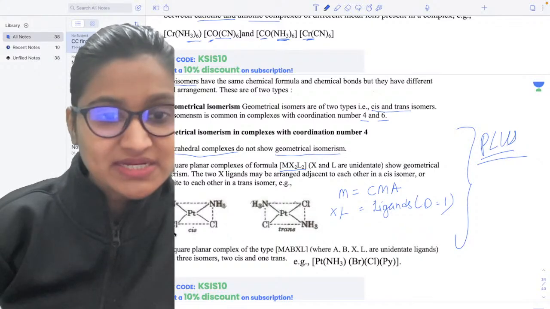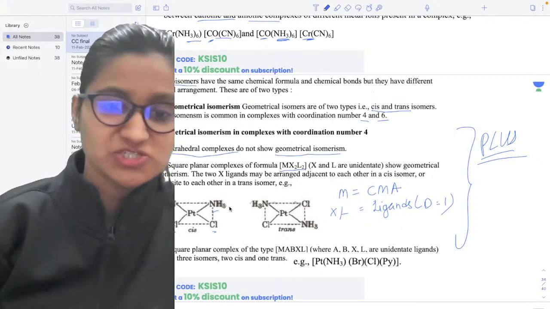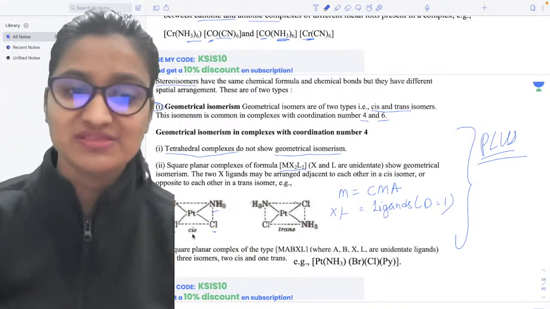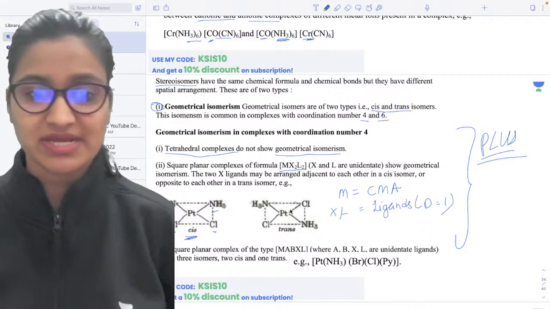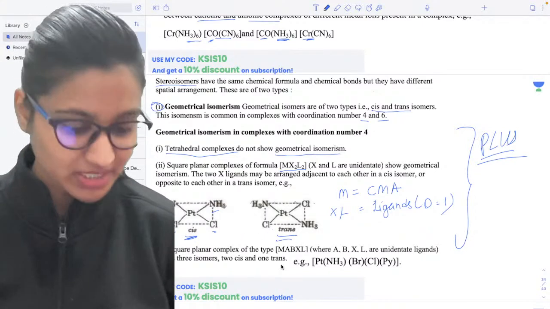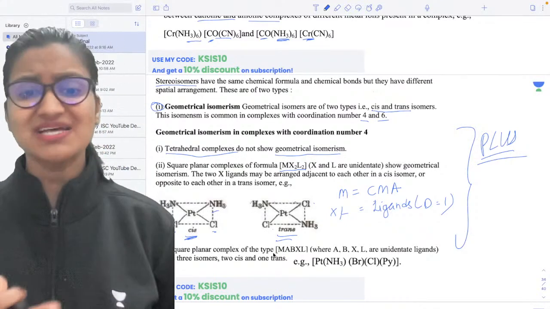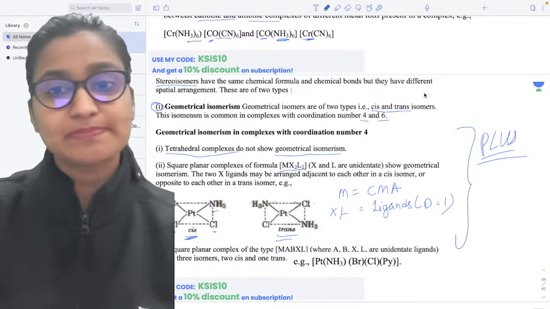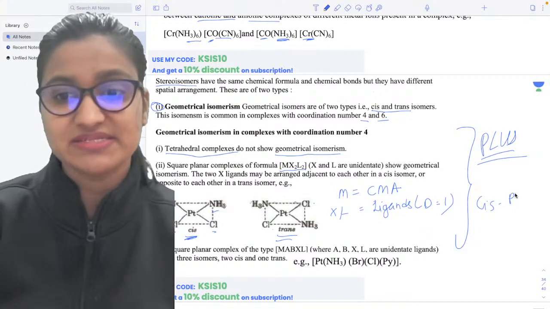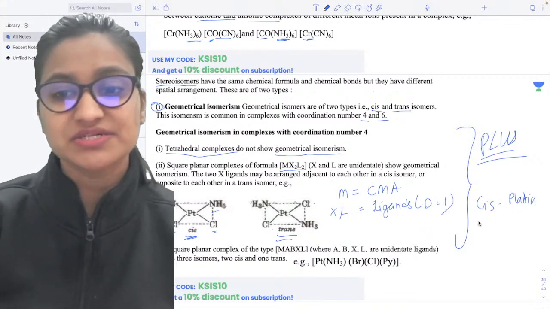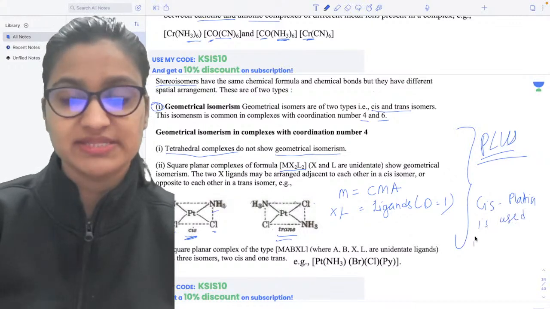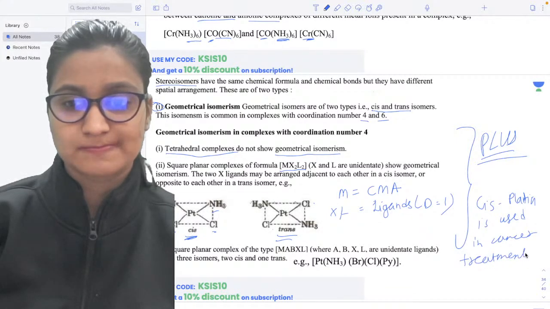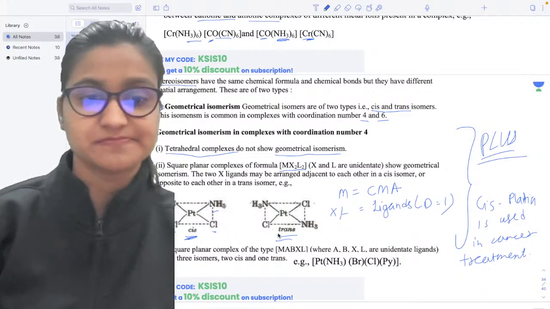So here you can see that chlorine chlorine or you can say NH3 NH3 जब एक दूसरे के साथ में है, ठीक है? They are adjacent to each other. In this case, it is called as cis isomer, and if they are present at the opposite side, then they are called as trans isomer. तो इनके properties काफ़ी different होते हैं, ठीक है? Only cisplatin is used in cancer treatment.